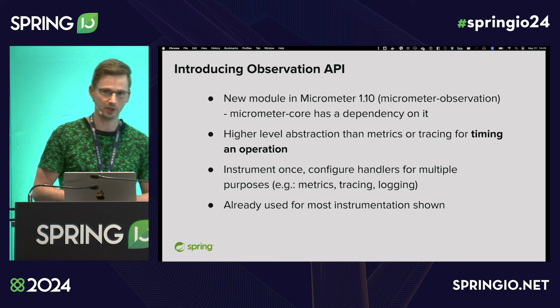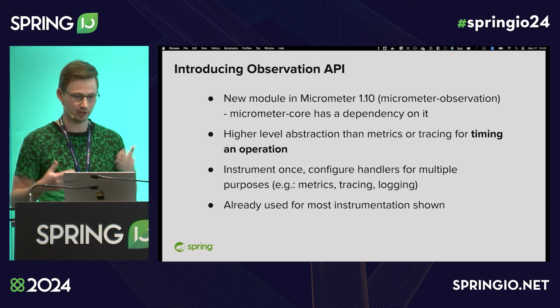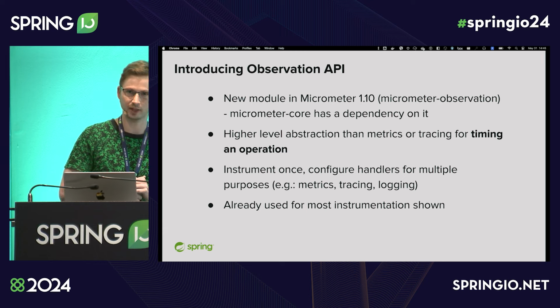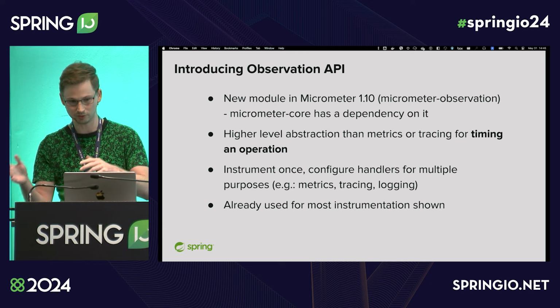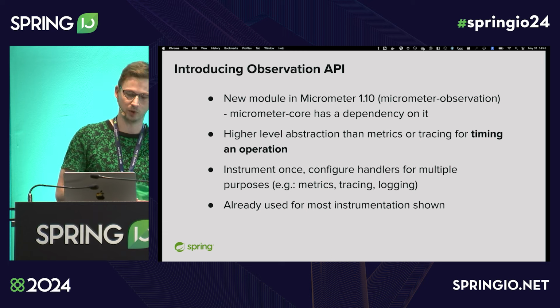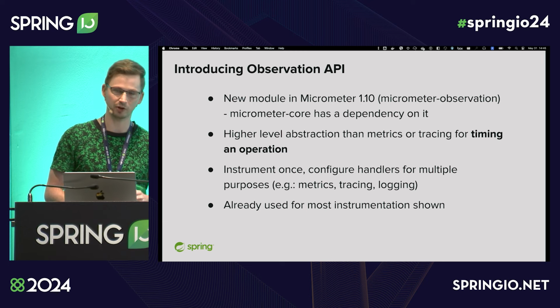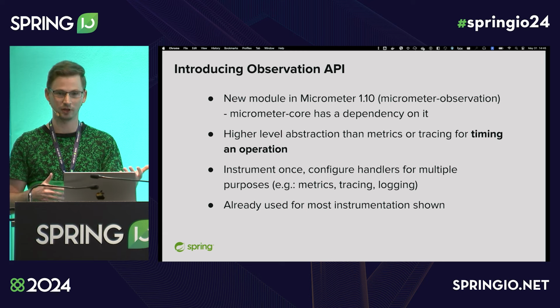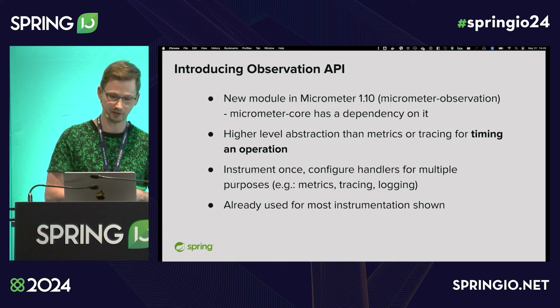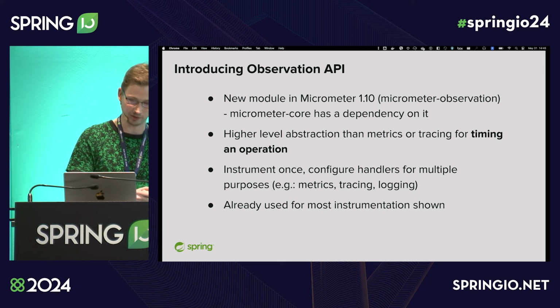And that's where we want to introduce to you the Observation API. This was a new module added to the Micrometer ecosystem called Micrometer Observation, added in Micrometer 1.10. Micrometer Core has a dependency on Micrometer Observation, so if you are using Micrometer Core, you already have a transitive dependency on it. The Observation API is already available to you.